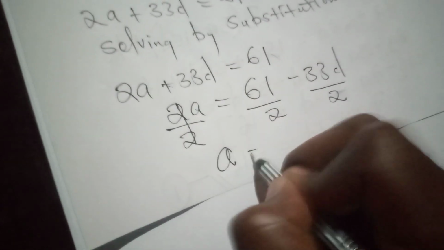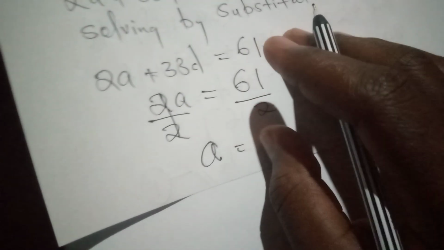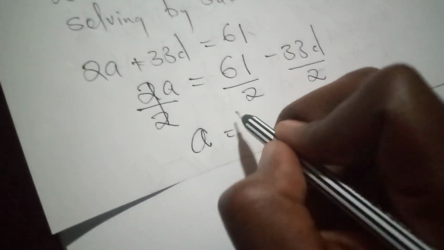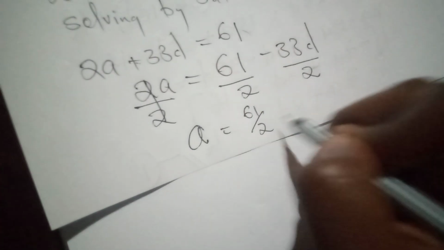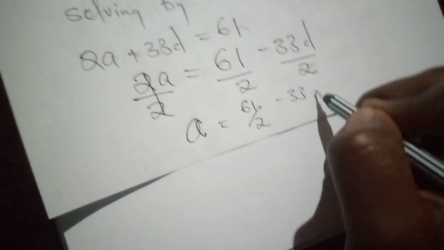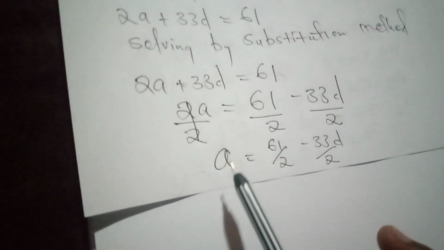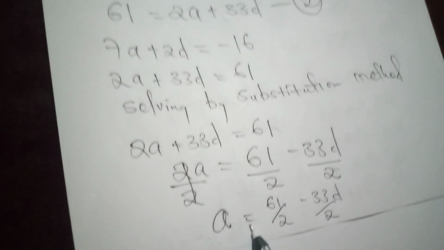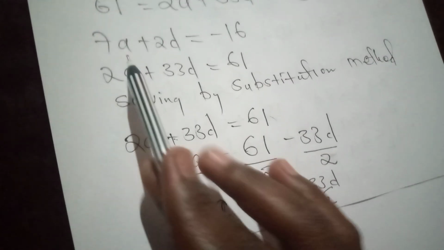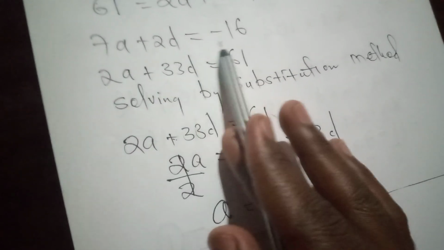So the value of a is 61 over 2 minus 33d over 2. That simply means that this value of a is going to be placed in that equation that has remained there, this first equation.